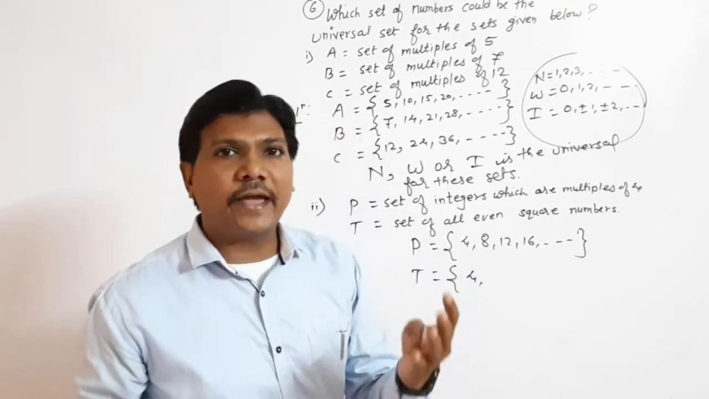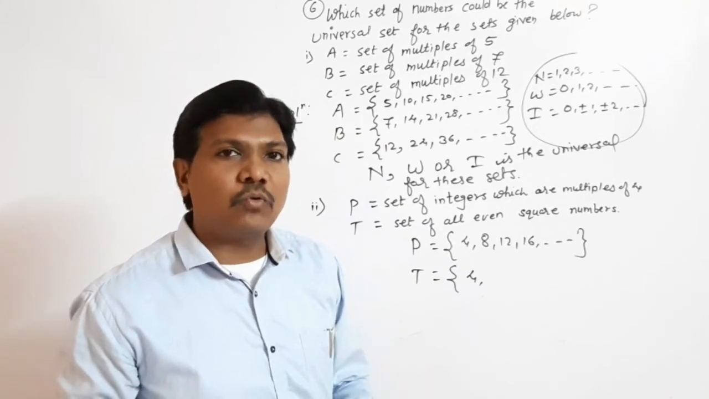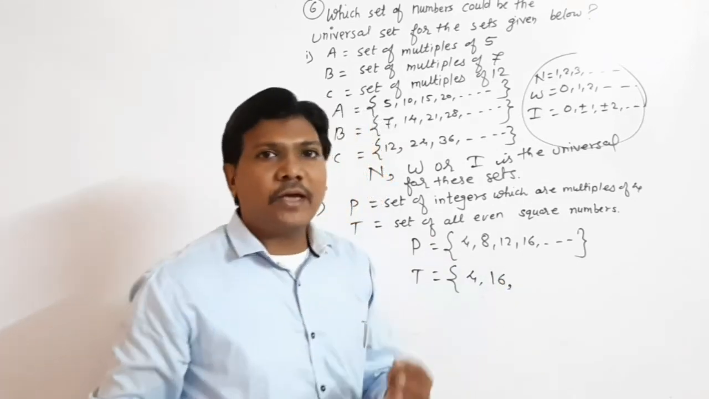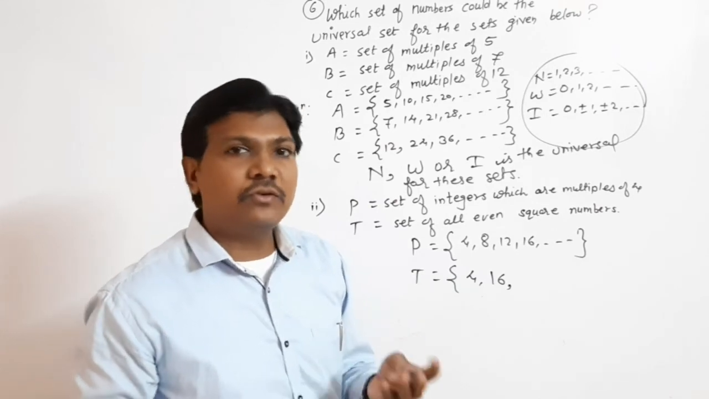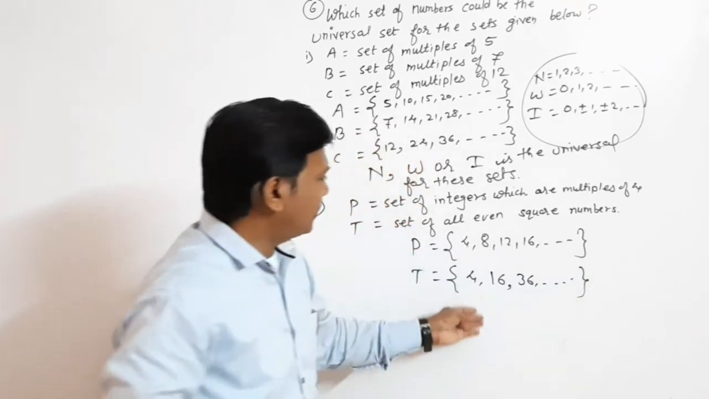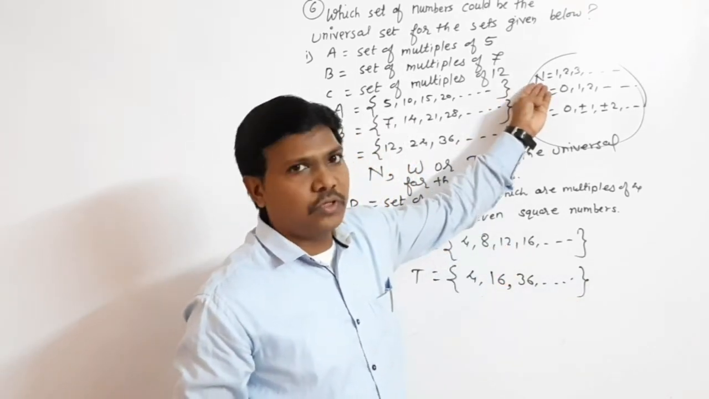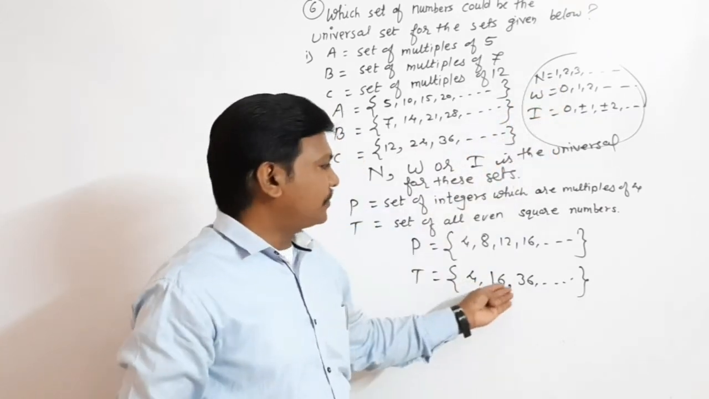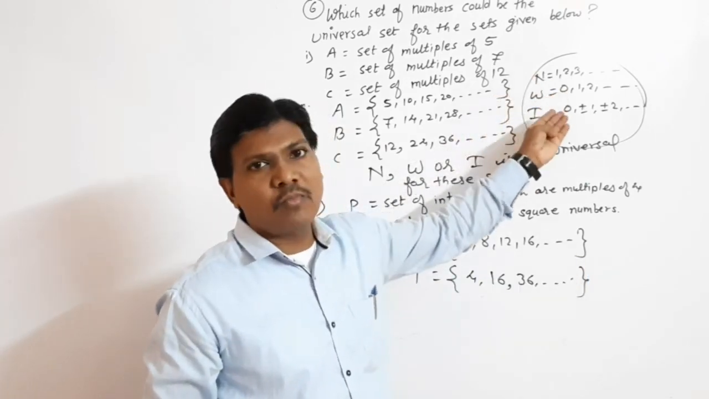Then 3 square is 9, but 9 is not an even square. Then the next number is 4. 4 square is 16. So we write here 16. Then 5 square is 25, but it is an odd number. So 6 square, that is 36, and so on. Then again see, all the multiples of 4 also belong to N, W and integers. 4, 16, 36 are also in natural numbers, whole numbers and integers.